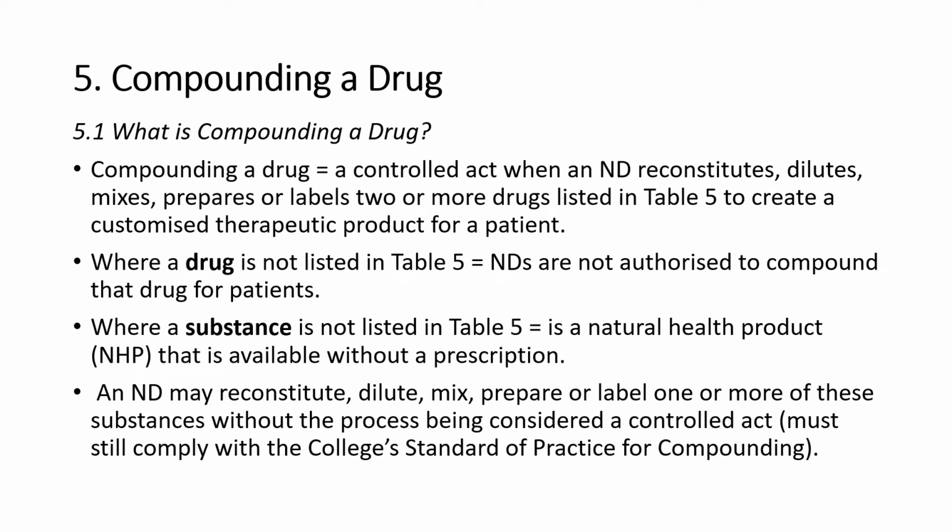Where a substance is not listed in Table 5, for example vitamin C, it is because it is a natural health product that is available without a prescription, and an ND may reconstitute, dilute, mix, prepare, or label 1 or more of these substances without the process being considered a controlled act. However, the ND must still comply with the college's standard of practice for compounding, example labeling requirements.